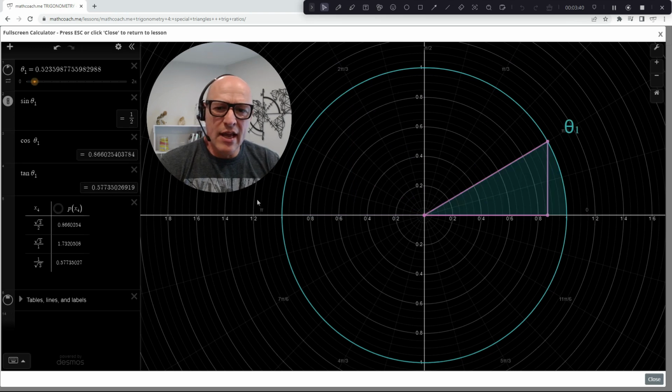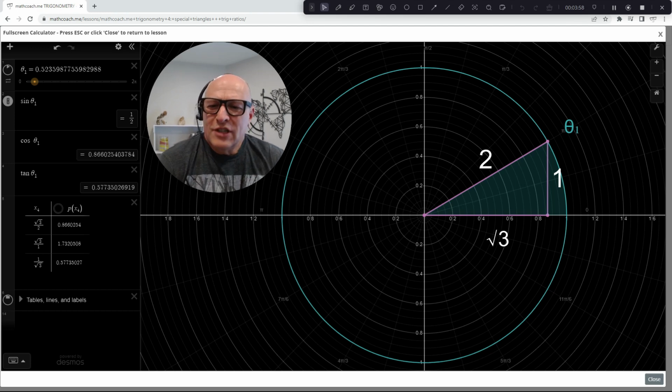So you can set the angles. This is one of the special triangles we're going to look at in this lesson, the 30, 60, 90 triangle. And it has relative sides of 1 and 2 and root 3. And we can see the trig ratios and look up those values here in the table as well.